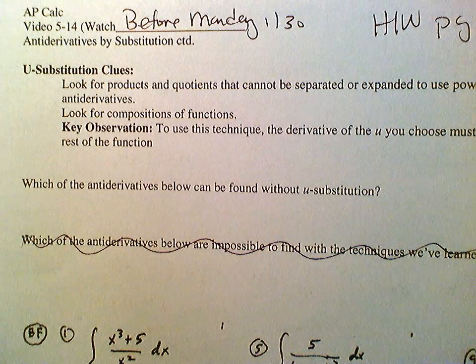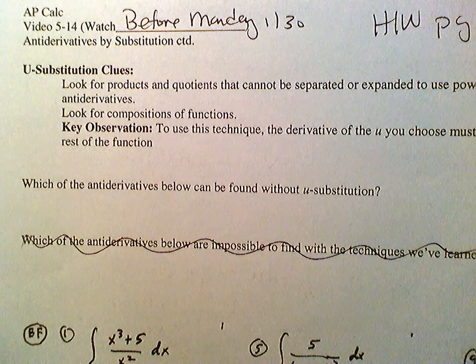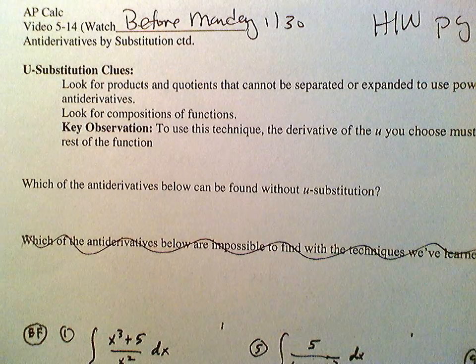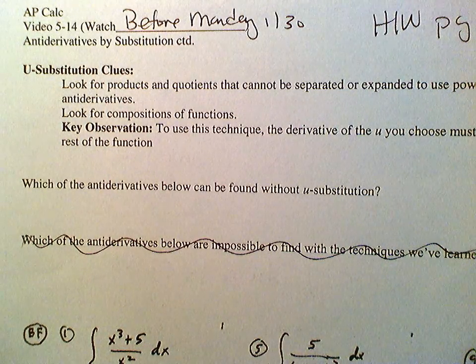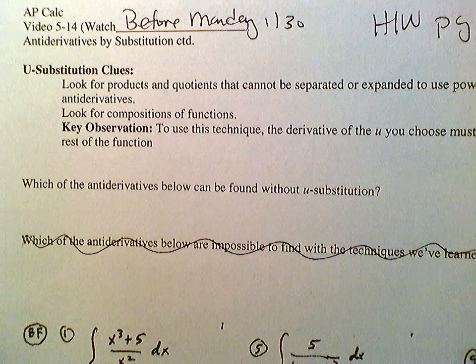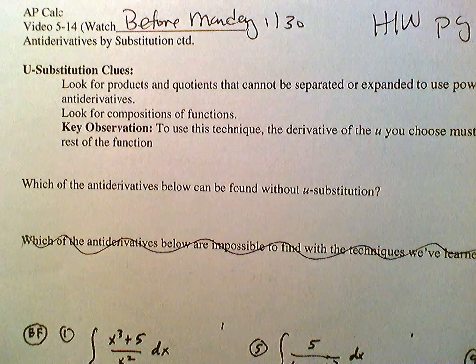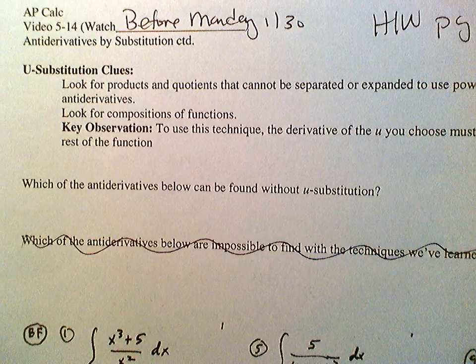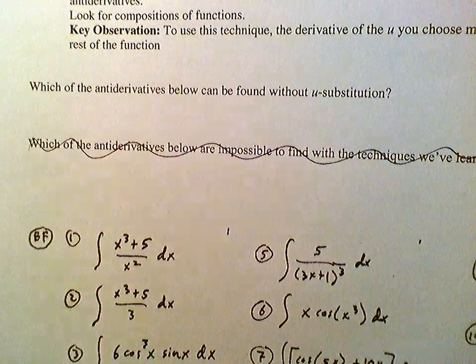So if you are taking the antiderivative of cosine, well, obviously you wouldn't use power rule for that, but you know that the antiderivative of cosine is sine. Okay, so down here, let's look at this first one.